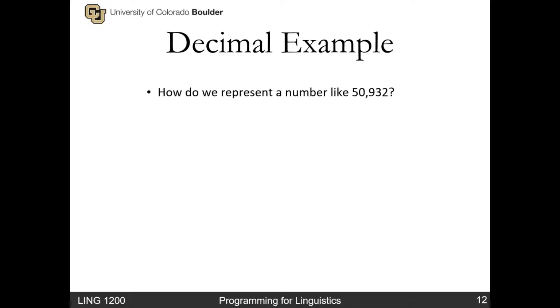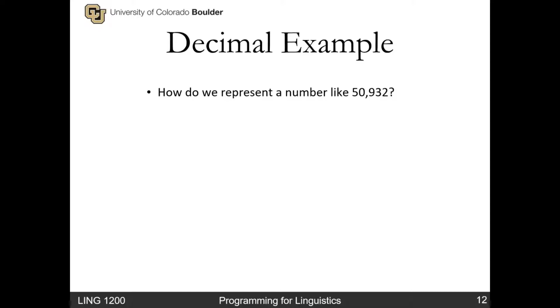So you probably think that the decimal system is a very easy system to use, but that's only because you're very used to it. So let's walk through the details of what's going on behind the scenes when we use a decimal system. And then you might realize that it's not that much easier to represent numbers in the decimal system than it is in the binary system. So how do we represent a number like 50,932?